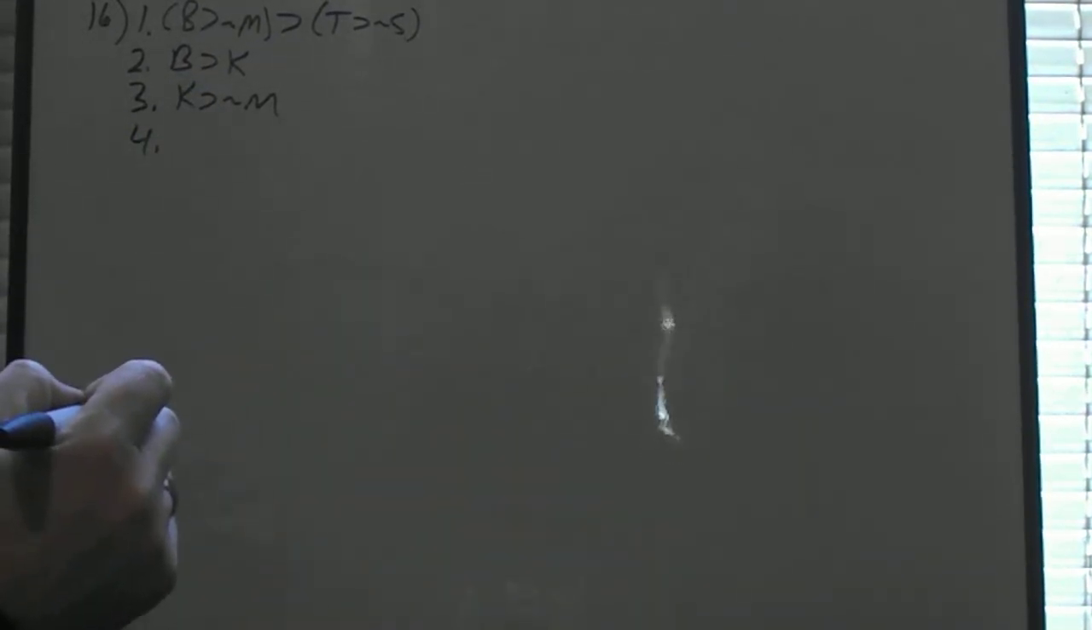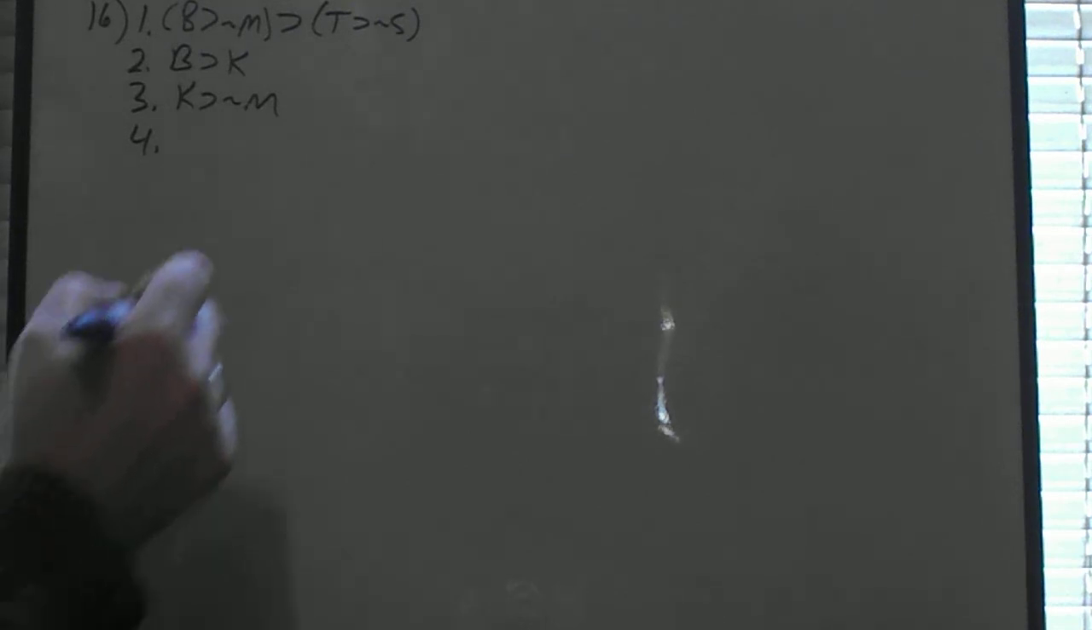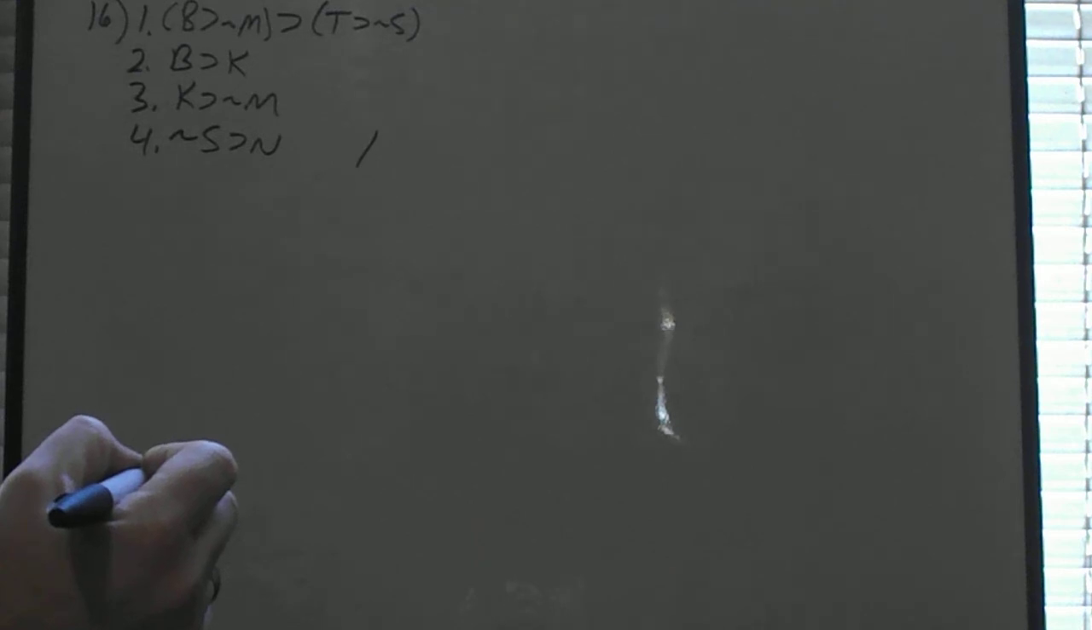Number 16. We have B then not M, then T then not S. Line 2, B then K. Line 3, K then not M. Line 4, not S then N. And our conclusion, T then N.